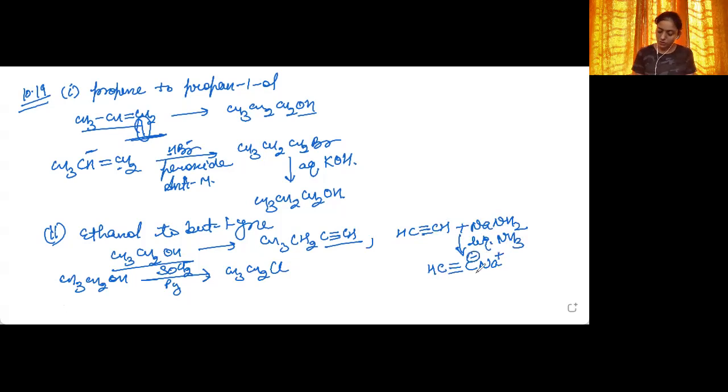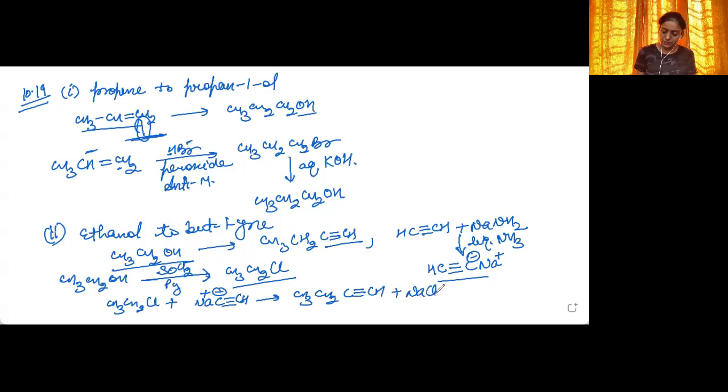Now we will just react it with this ethyl chloride. So it is CH3, CH2, Cl plus Na positive, C negative, triple bond CH. So it will lead to the formation of CH3, CH2, C triple bond, CH plus NaCl. So we have got our required product. So this was, I think, repetition. Let's now move into the third part of this question.